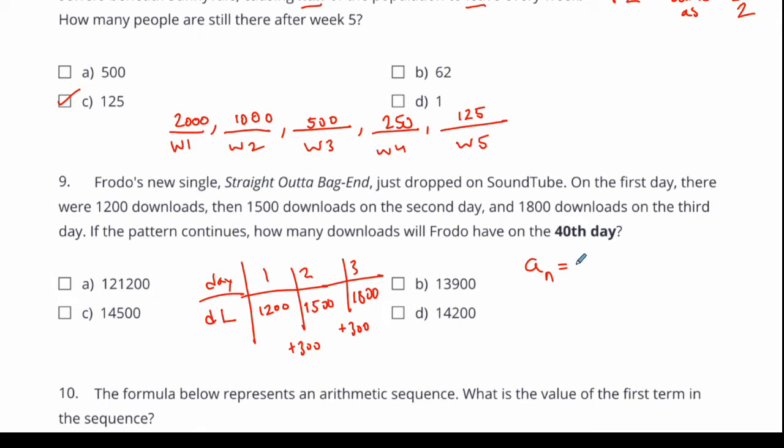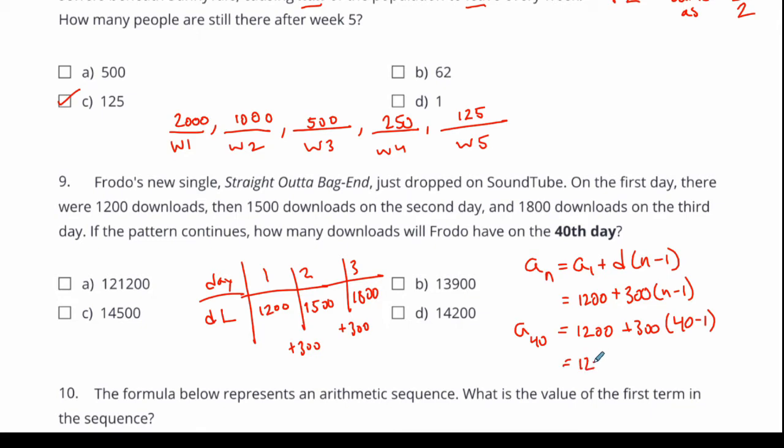A sub n equals first term plus common difference times n minus 1. So we have the first term, 1,200, plus the common difference, 300, times n minus 1. If we want the 40th term, well, we'll start with the 40th day. So a sub 40 equals 1,200 plus 300 times 40 minus 1. So plus 300 times 39. Let's see.